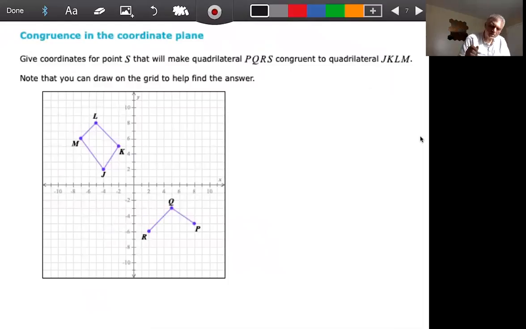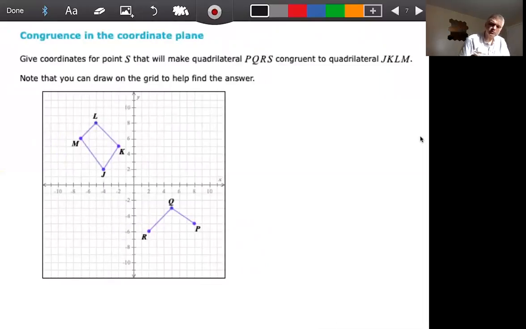I believe this is the last one? It is. That's great. Okay, give coordinates for point S. Point S is going to be down here somewhere, so that quadrilateral PQRS will be congruent to JKLM. And you're allowed to draw on the grid online. That doesn't mean you should take a marker and mark up your computer screen. That means that Alex has little drawing tools. Hopefully you knew that. It's honors geometry. I'm sure you knew that.